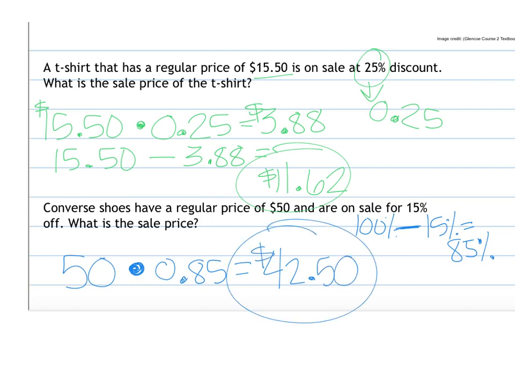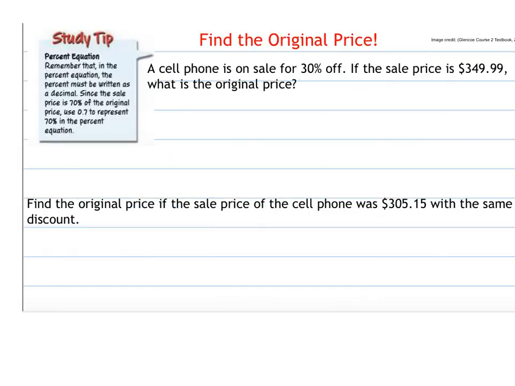So the shoes would be $42.50. A cell phone is on sale for 30% off. If the sale price is $349.99, what is the original price? So this time we are given the sale price. We need to find the original price. This would be a good problem for you to write down.